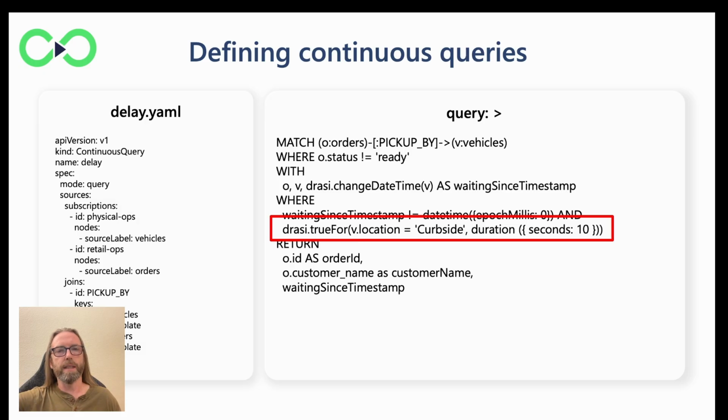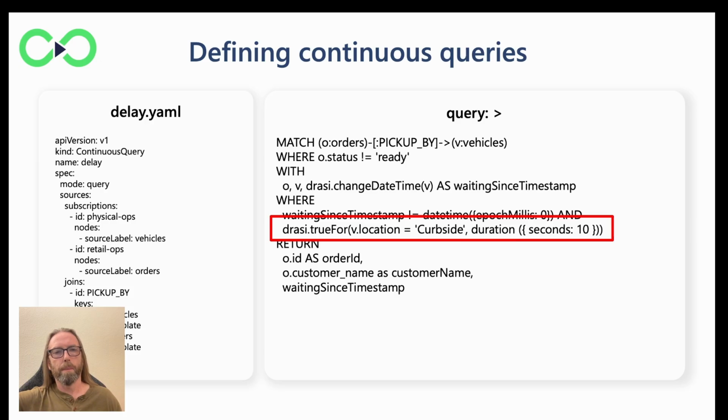And what this one is saying is that a property, in this case the location, needs to be curbside, and it needs to be true for 10 seconds. So the use case says 3 minutes, but we did it at 10 seconds for demo purposes. But you don't need to do anything else. You can just put this true for function in, and tell it for how long something should be true. Drasi sets up all of the callbacks and all the timers that need to be put in place and manages the query.